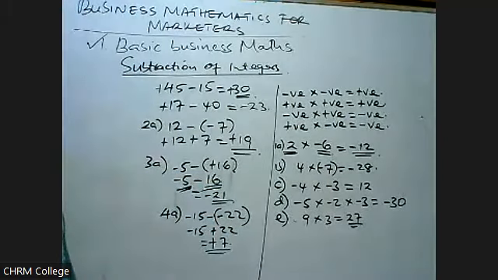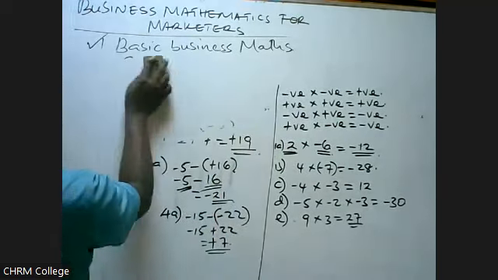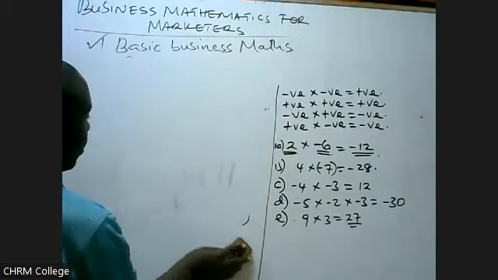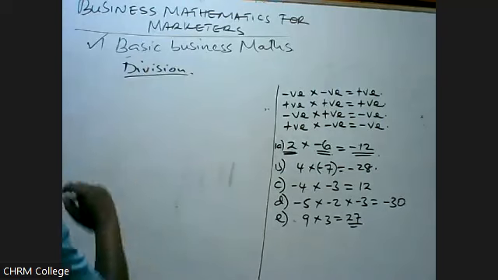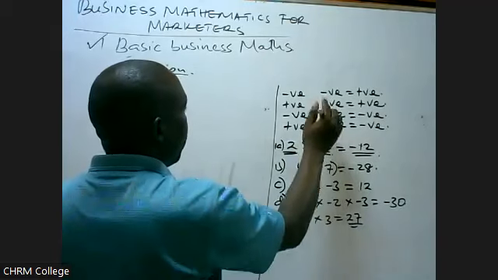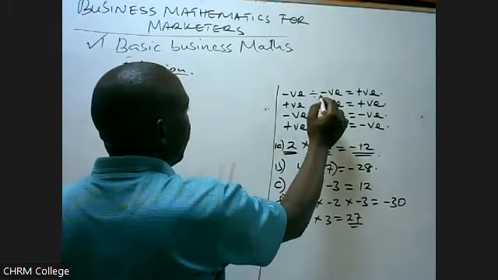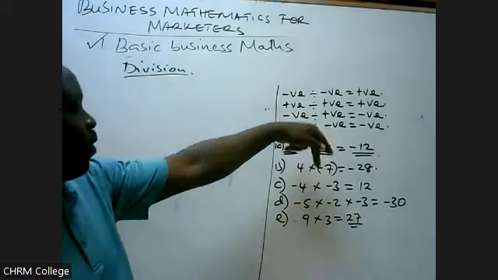The last sign now, which is normally the division, the last basic mathematical sign, it is the division. In division, the same concept applies, but now we are doing the division here. Positive divided by positive is positive. Negative divided by negative is positive. Negative divided by positive is negative. And positive divided by negative is going to be negative. The same concept, but now here we use the division.